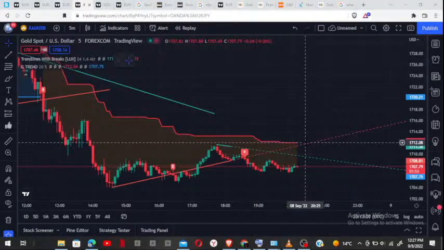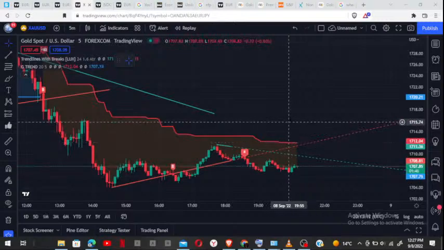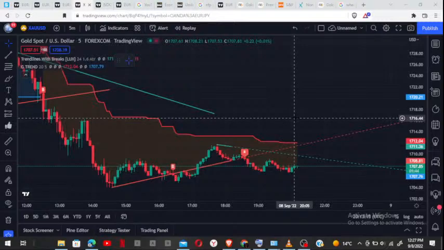Hi guys, so today I want to live stream, but I'm basically going to talk about the best indicator so far, and this is trending lines with breaks. So just like the title indicates, trending lines with breaks.